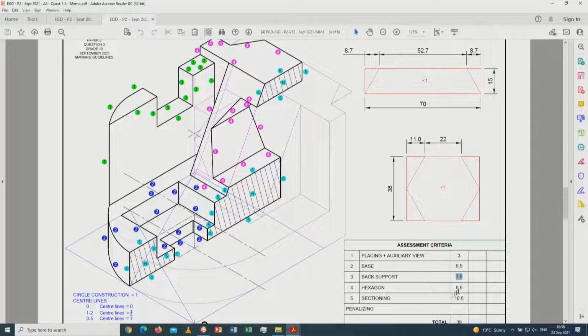And then if you go to the last portion, the section part over here, this is now for 1, 2, 3, 4, 5, 6, hatching 7, 8, 9, 10, 11, 12, 13, 14, 15, 16, 17, 18, 19, 20, 21, gives you 10.5 in that regard. All right, so that gives you 10.5.